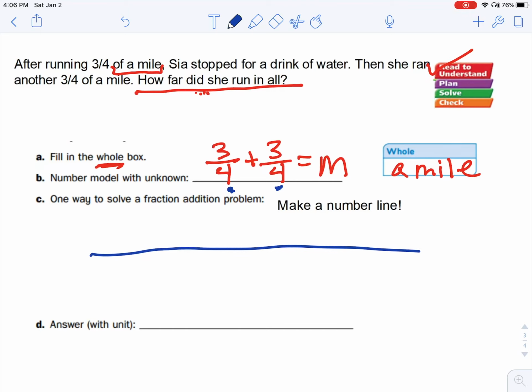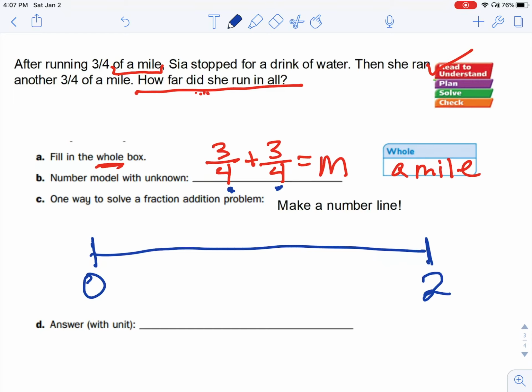So that helps me know on my number line how far I want it to go up. And you just make an educated guess about that. So I'm going to make my number line go from 0 to 2 because, again, I know she's going to run more than a whole. But if you accidentally make your number line too short, that's okay. You can always add on more intervals later.